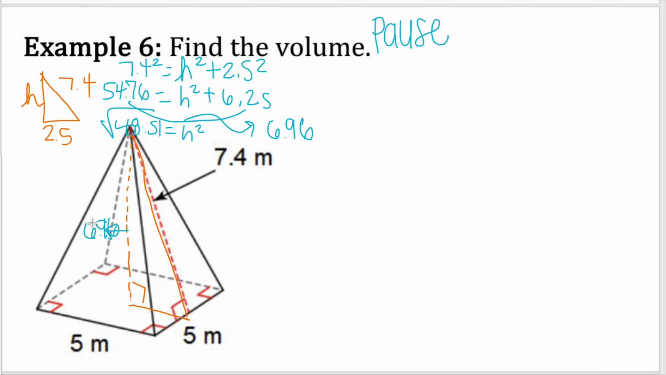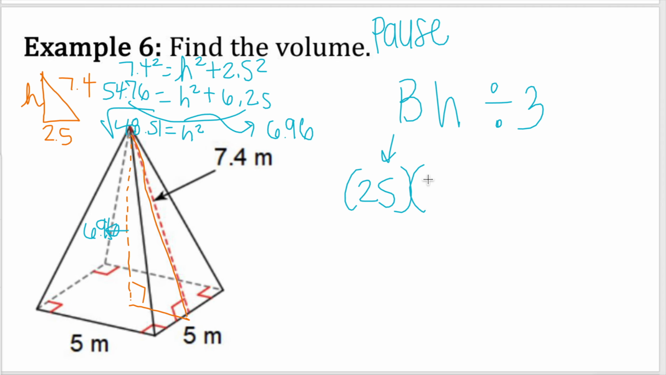Okay. So now that I found my height, then I'm going to take that and plug it into my formula, area of the base times height divided by 3. Area of the base is a simple 5 by 5 square. My height is 6.96, and then take that number divided by 3, so 25 times 6.96, 174, but dividing by 3 we're getting about 58 cubic meters.